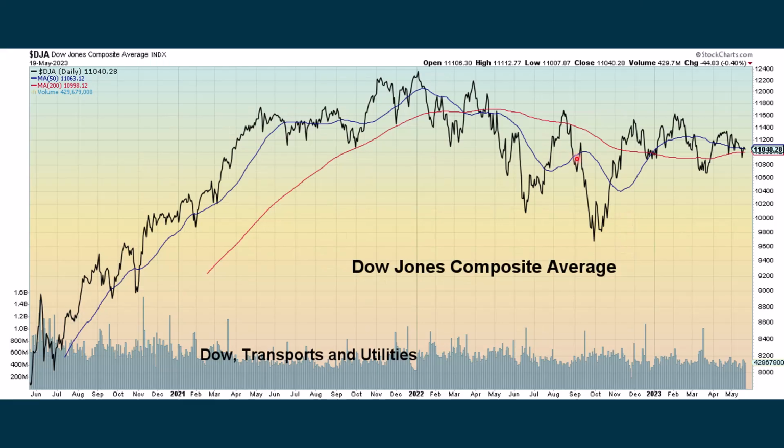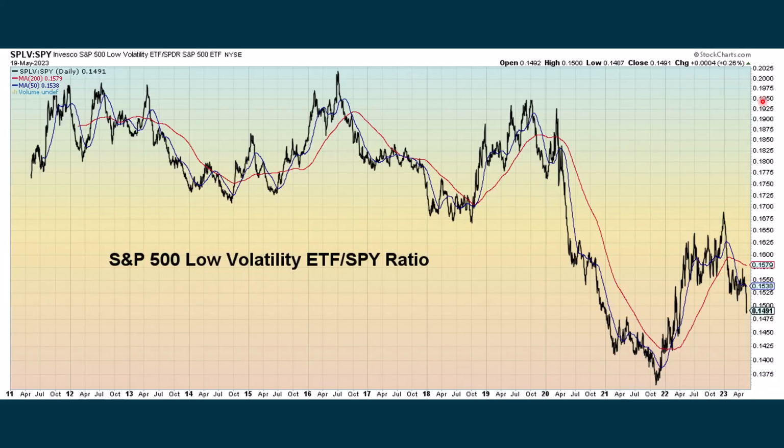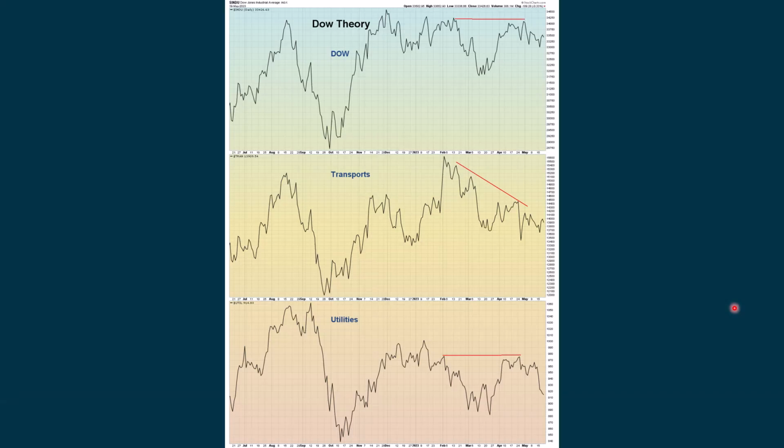The Dow Jones Composite Average has pretty much been chopping sideways. This takes the Dow, the transports, and the utilities together. It is in an uptrend, but we're in danger of having a death cross here if this average continues to show some weakness. The low volatility stocks, those were the better places to be in 2022. Now they're starting to come under a bit of pressure, even though they're still in an overall uptrend. When we compare the low volatility stocks to the S&P, though, they are underperforming.